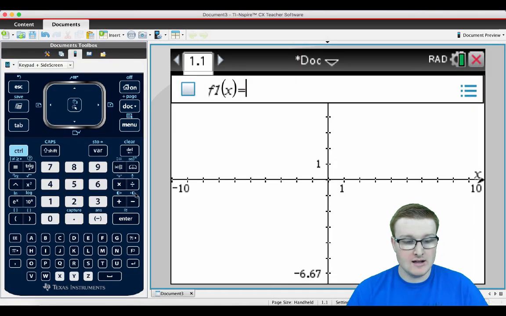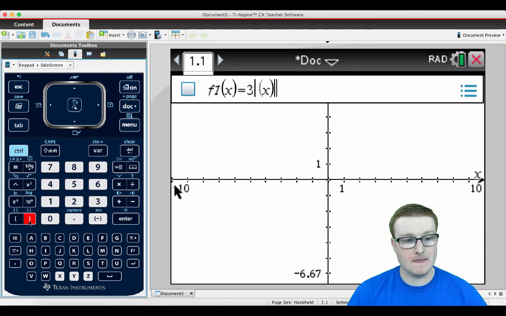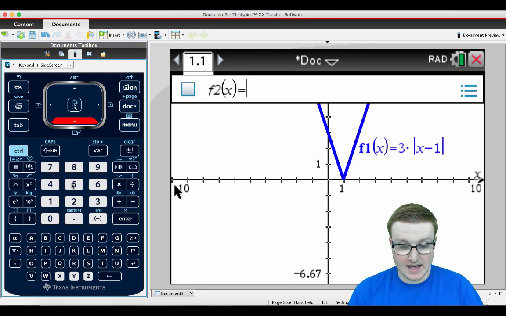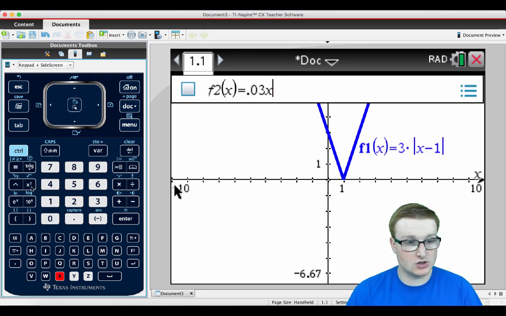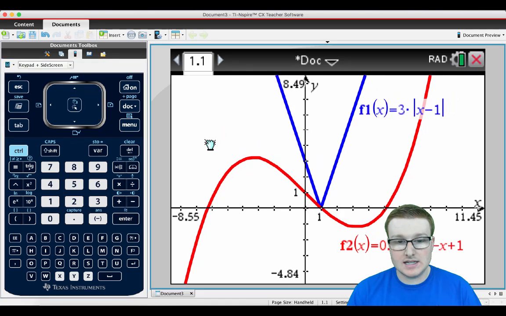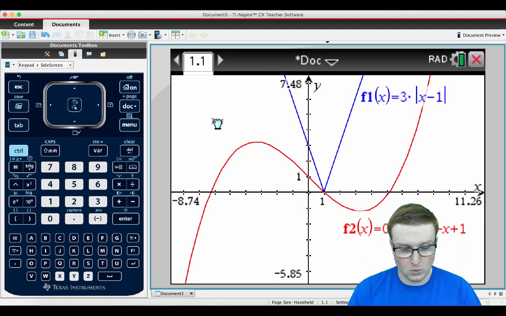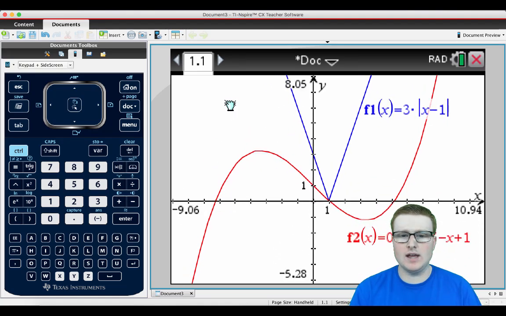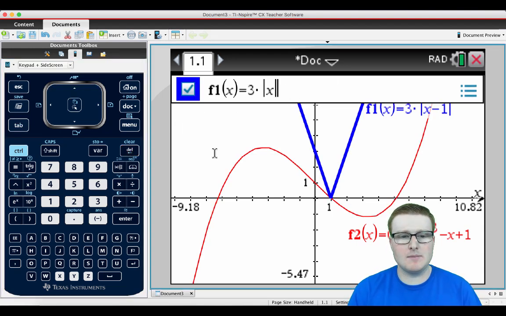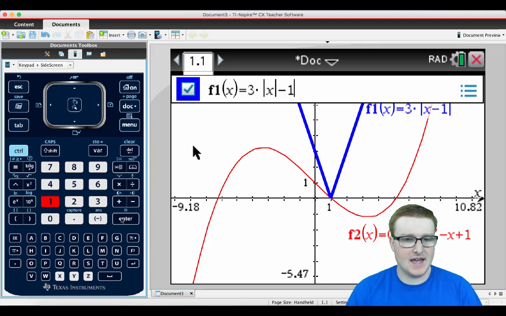Go to your graph page, type in 3 absolute value of x, minus 1, okay? Put that in, and we have 0.03x to the third. My apologies, to the third. Minus x plus 1. So if we graph these, it seems like we have one. No, I'm sorry. Wait a minute. Hold on a second. I just graphed that absolute value one wrong. That minus 1 should be on the outside. Okay, there we go. That's better.